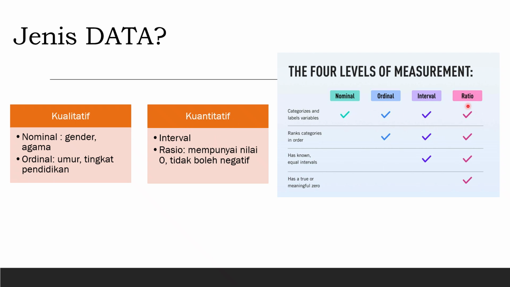While for the quantitative data, you can have the types of interval and ratio data. And the difference between interval and ratio data is that in ratio data you can have a zero value, and also the ratio type of data cannot be a negative value.